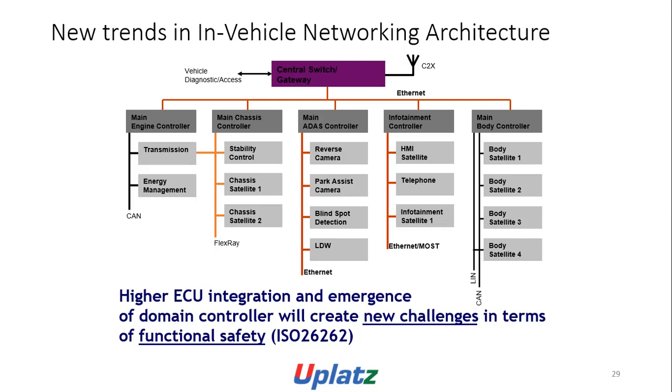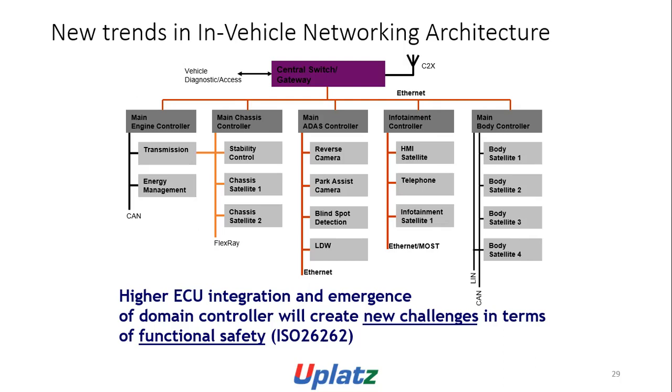infotainment controller, HMI satellite, telephone information satellite. One main body connector controller, body satellite one, body satellite two, body satellite three, body satellite four. LIN and CAN are used as bus. Higher ECU integration and the emergence of the domain controller will create new challenges in terms of functional safety.